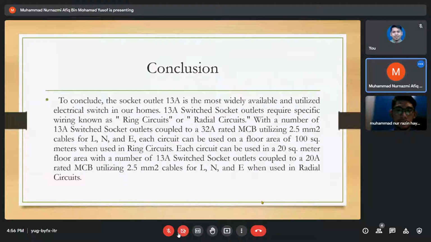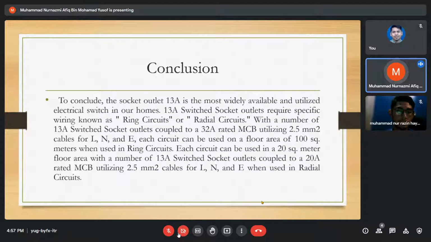And the conclusion. To conclude, the 13 ampere socket outlet is the most widely available and utilized electrical switch in our homes. 13 ampere switch socket outlets require specific wiring known as ring circuit or radial circuit. With a number of 13 ampere switch socket outlets coupled to a 32 ampere rated MCB utilizing 2.5 mm square cables for L, live, N, neutral and E, earth, each circuit can be used on a floor area of 100 square meters when used in a ring circuit.